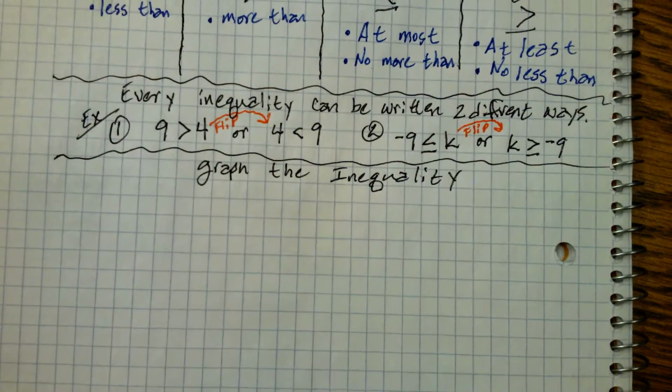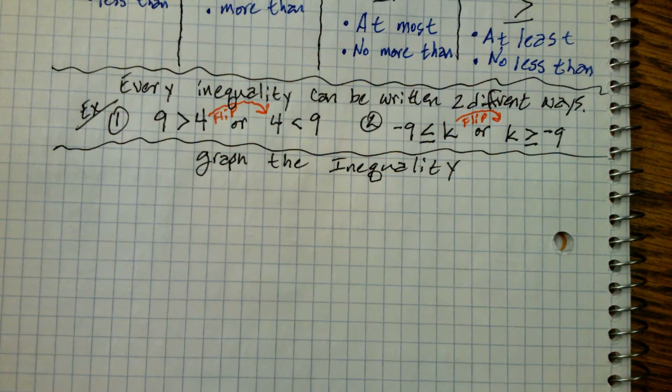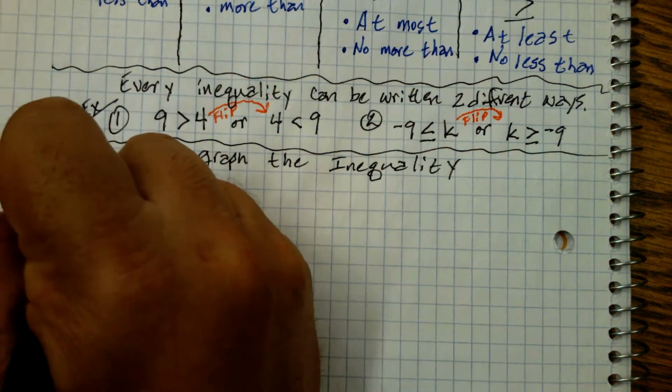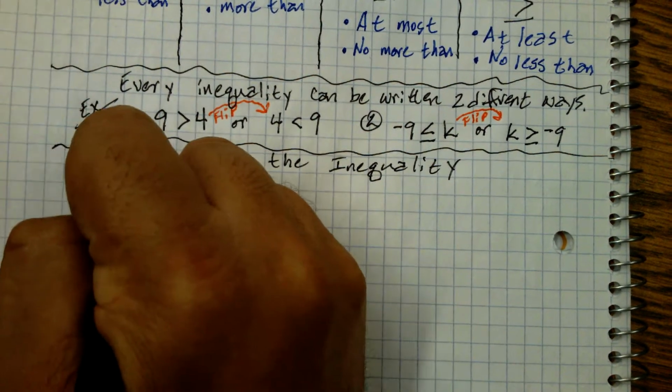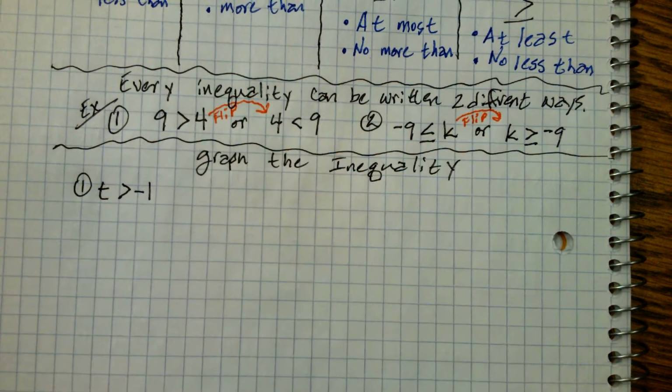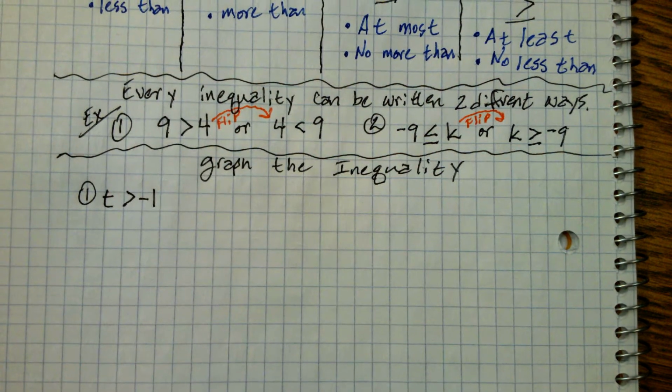So we'll do 4 of these. Let's see here. Let's start with this. Number 1. T is greater than -1. Let's write that down. T is greater than -1.